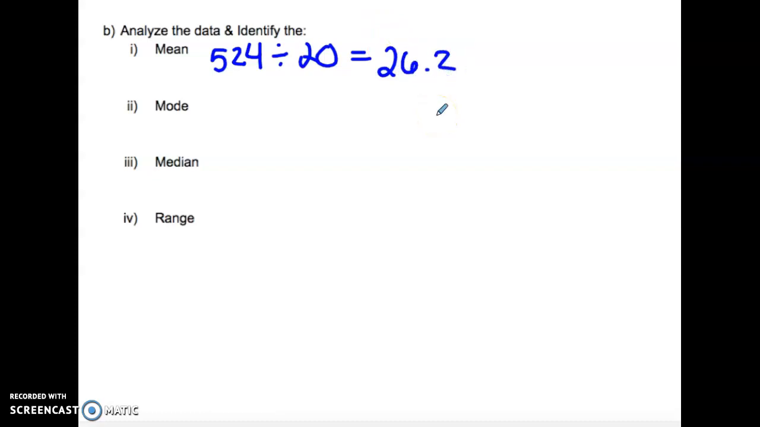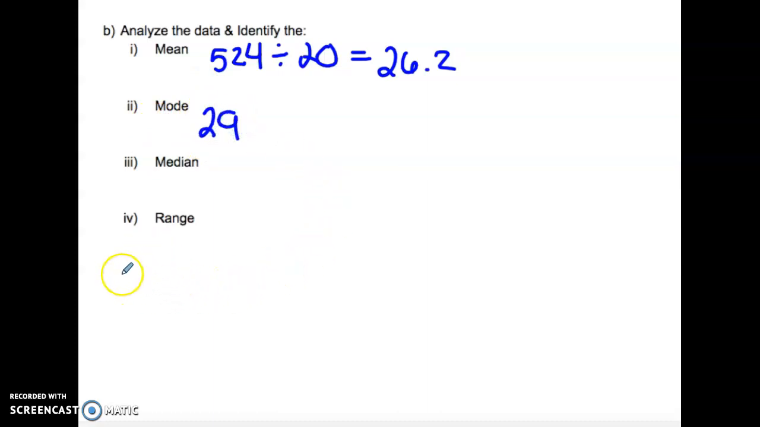Now, in statistics, you do not want to round unless it tells you to. So you're going to leave all your decimal places, even if there's 5, leave them. You want them all. So in this case, we only have 1, so 26.2, leave it. All right, mode. Mode is the number that happens most often, so that would be 29.